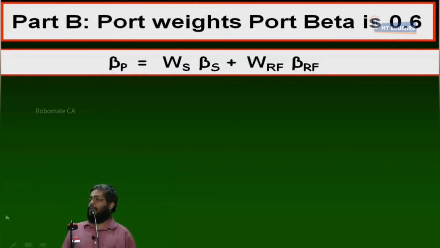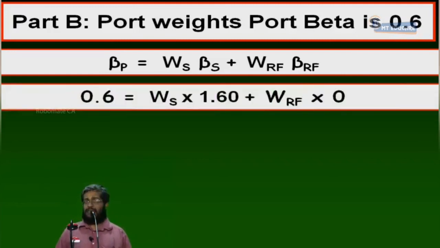For all practical purposes, the second term is what? 0. Why is it 0? Beta RF is 0. Simply, beta P is equal to what? WS beta S for the risk-free and risky security combination. Right or not? Now, can I start putting the numbers? Portfolio beta 0.6 is equal to WS into 1.6. Just for understanding I wrote here plus WRF into 0. The term is never going to vanish. 0.6 is equal to WS into 1.6.